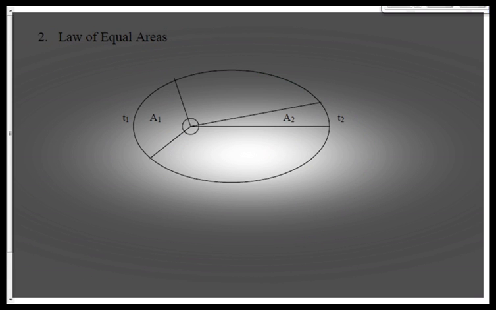Then we talked a lot about the law of equal areas. This is a tricky one. In words, this one says, a line joining the Earth to the sun, here's the sun, here's the Earth, sweeps out equal areas in equal times. In other words, if we look at the area in here between these two red lines, and we look at the area in here between these two red lines, those two areas will be the same.